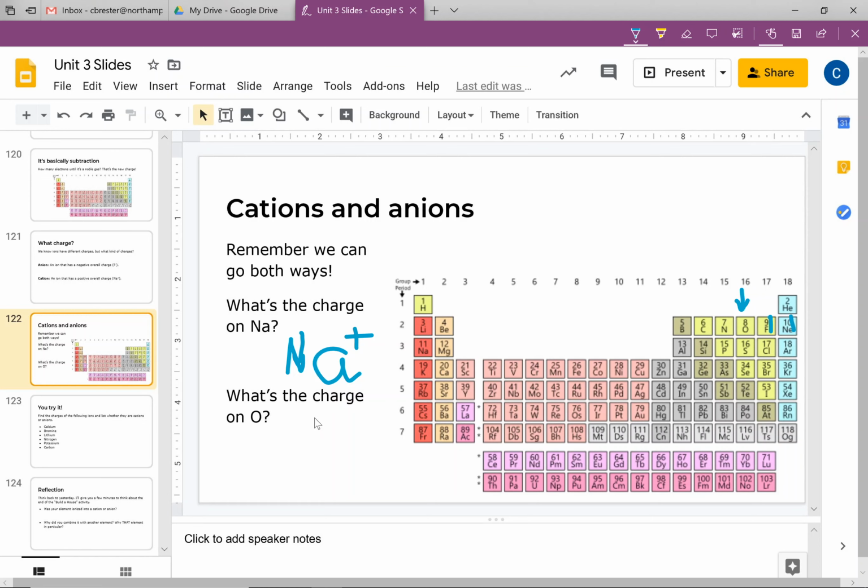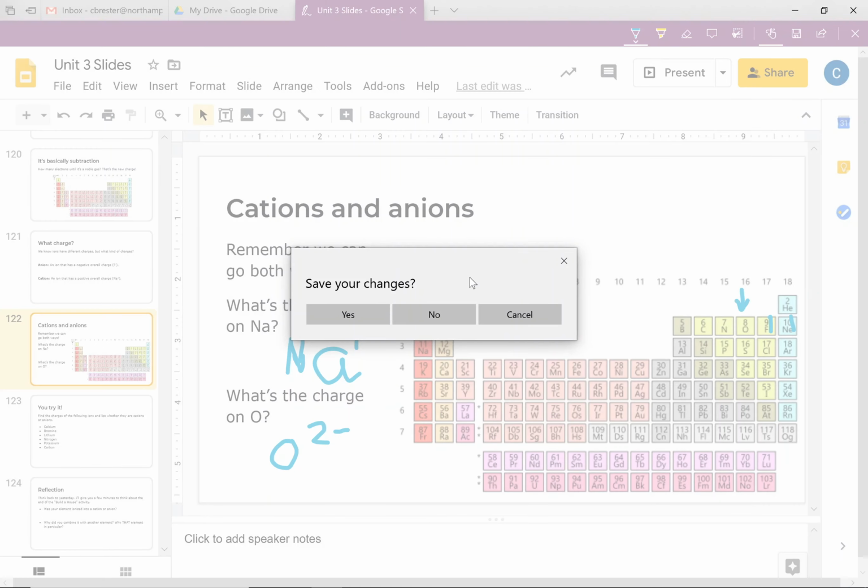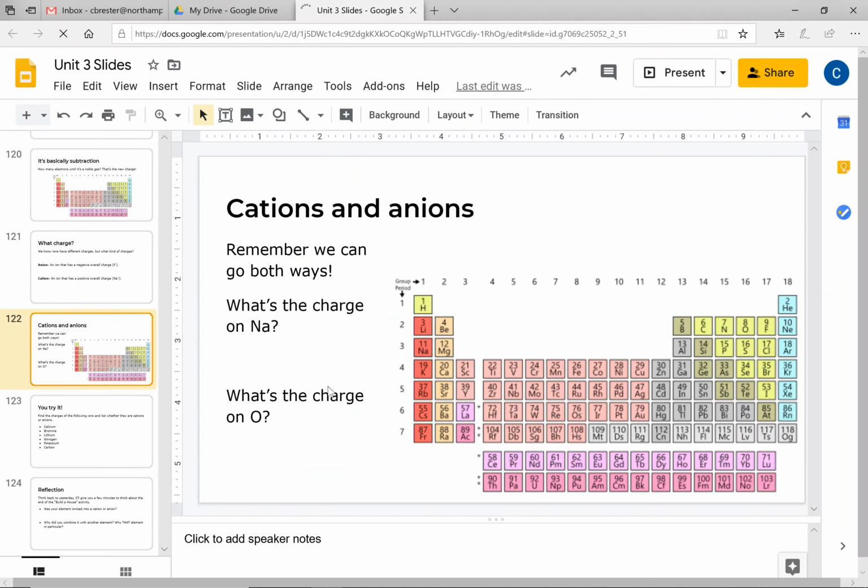Okay, and again it comes down to energy efficiency. The universe tends towards minimum energy, so gaining 2 electrons is much more efficient than losing 6. Our charge on oxygen then is going to be what? Gaining 2 electrons should be O2 minus. We're gaining 2 negative charges. All right. No change here.